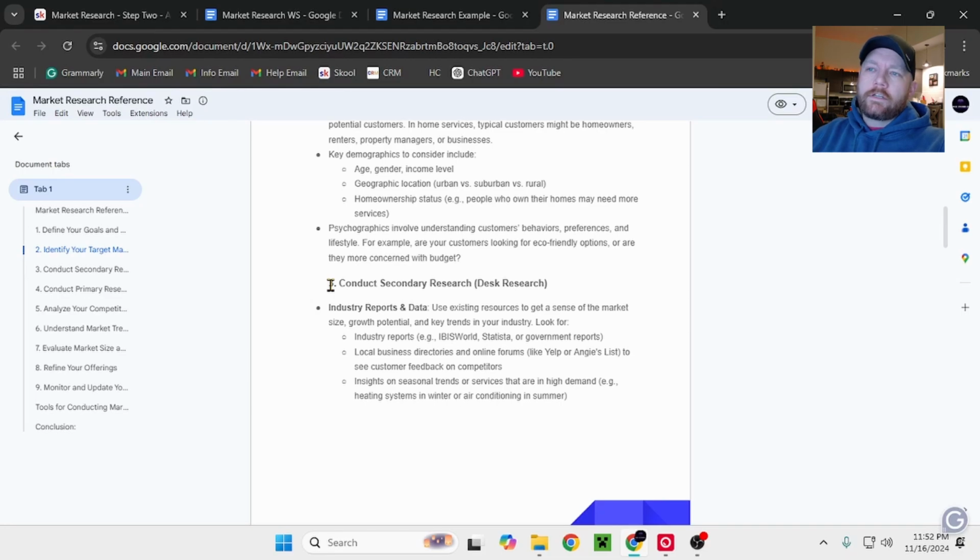So, we're going to start with conducting our secondary research, which is called desk research or computer research. Most all of it's going to be computer research, but we'll start with this first and then we'll go into actually talking to people and getting their input. We're going to start with industry reports. That's going to help us understand the size of the market, the growth potential, and what key trends we're seeing in the industry. We're going to look for industry reports by any of these.